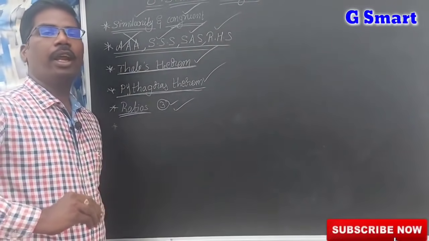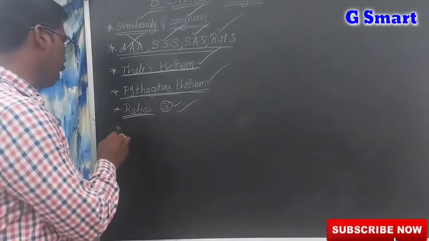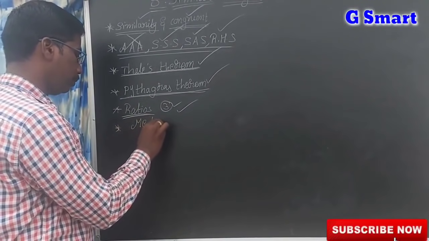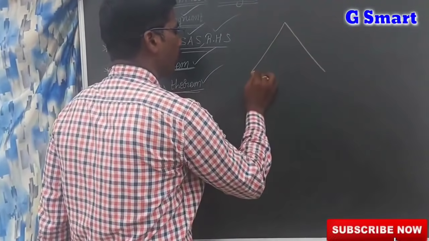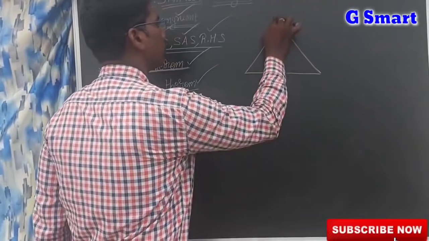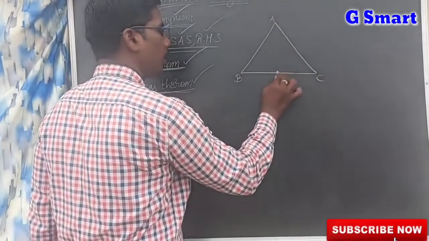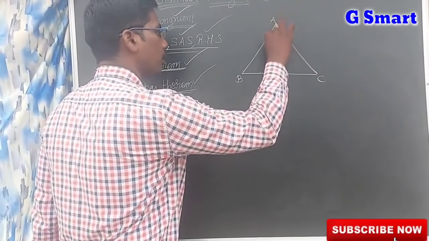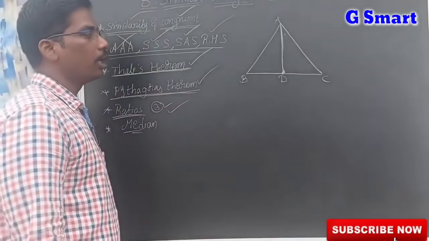Now we are going to discuss a very important topic: centroid, median, orthocenter, circumcenter, incenter. Those are most important. So listen. About median: ABC is a triangle. D is the midpoint of BC. If you draw AD, then this is called a median.